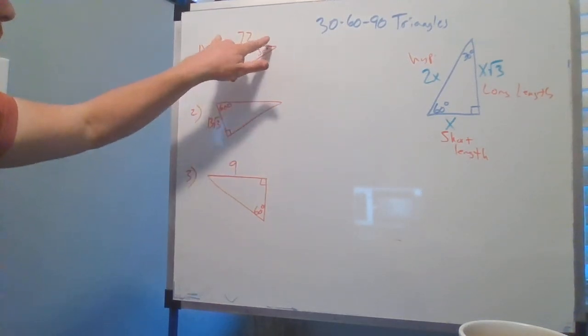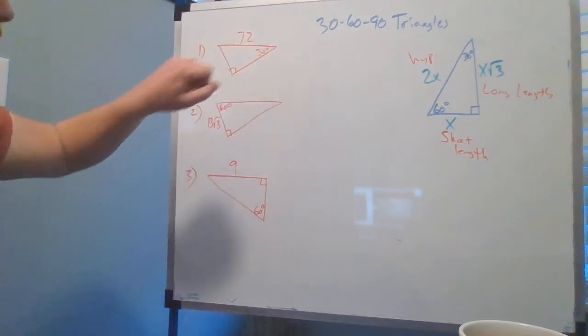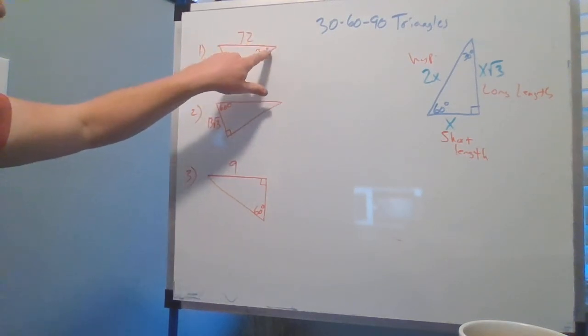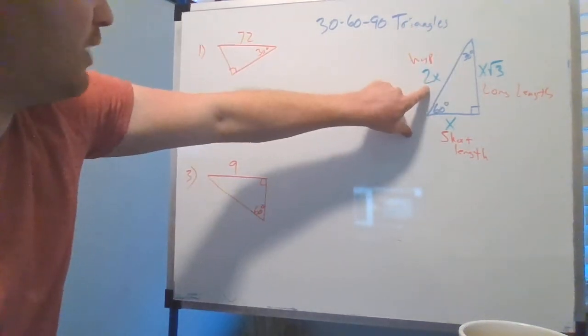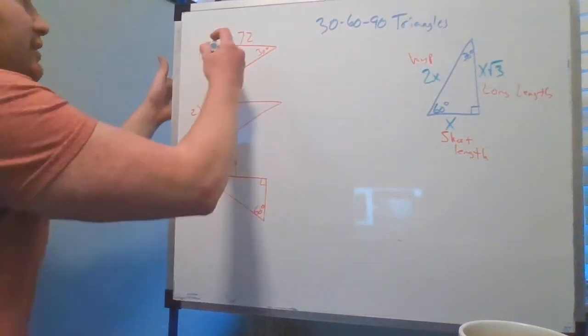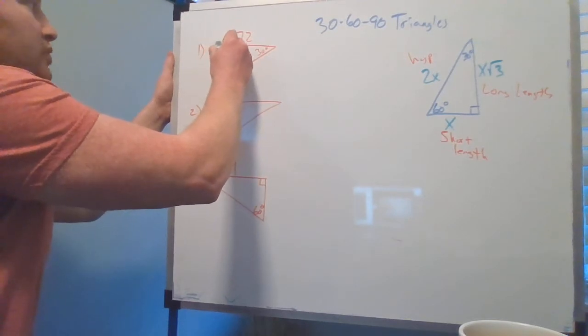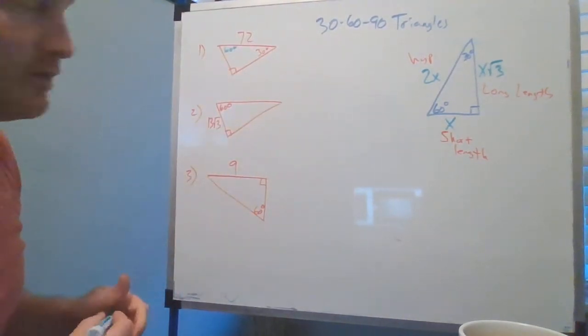First things first, I'm given 72, and I got to look and think, okay, what is this between? This is between my 30 and clearly my 60. Between my 30 and my 60 is my 2x. Sometimes I want to go in there and actually write down all my angles so I know what goes where. That's a good idea at first, guys, when you're first doing this.